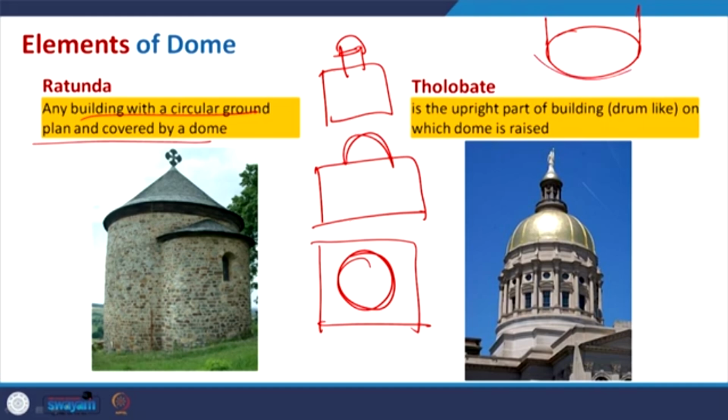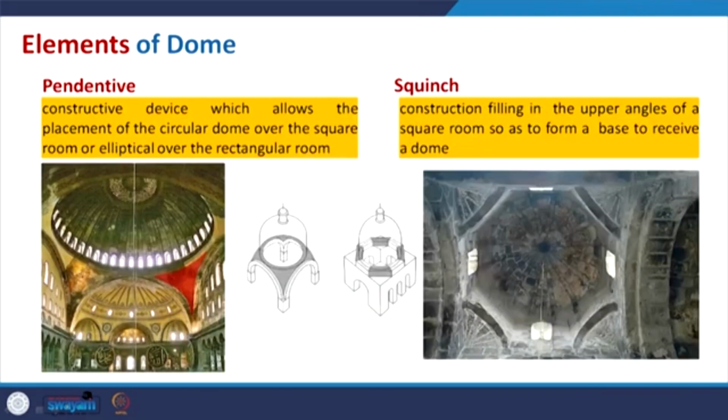So, you can see if you just try to make the drawing of this, it is a circular plan, and then on top of it you have this. Then coming to the tholobate, it is the upright part of a building, a drum, on which a dome is raised. So, this portion is basically the tholobate.